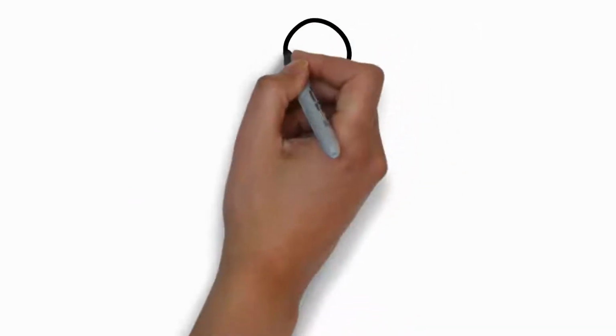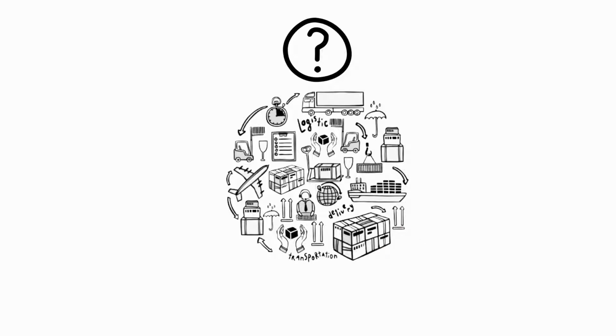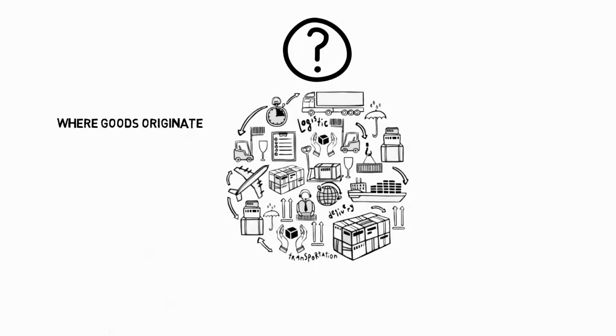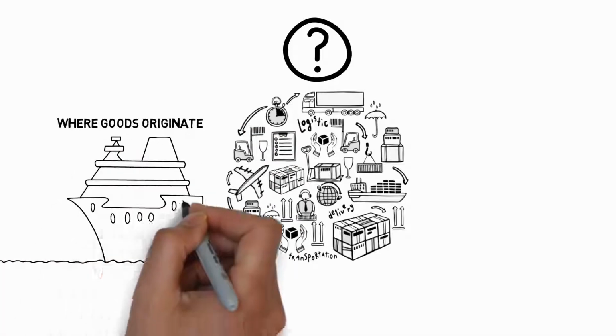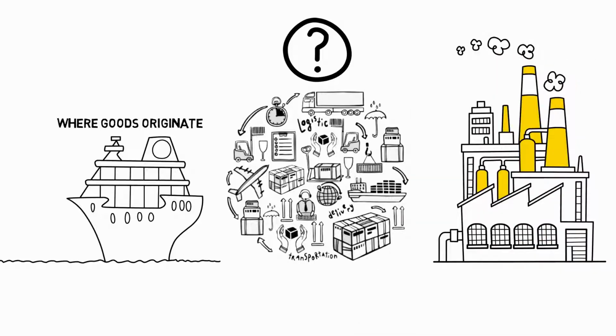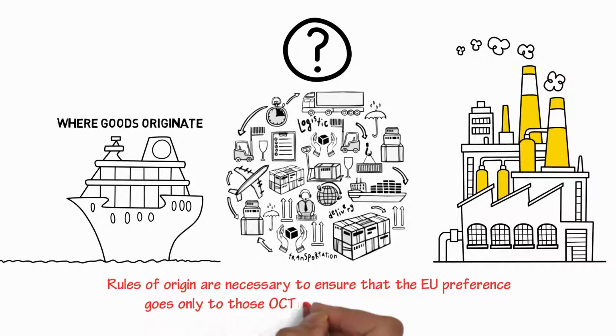So what are rules of origin? Simply put, origin is the economic nationality of goods traded in commerce. Rules of origin are how we determine where goods originate, i.e., not where they have been shipped from, but where they are deemed to have been produced or manufactured. Rules of origin are necessary to ensure that EU preference goes only to those OCT states intended to benefit.